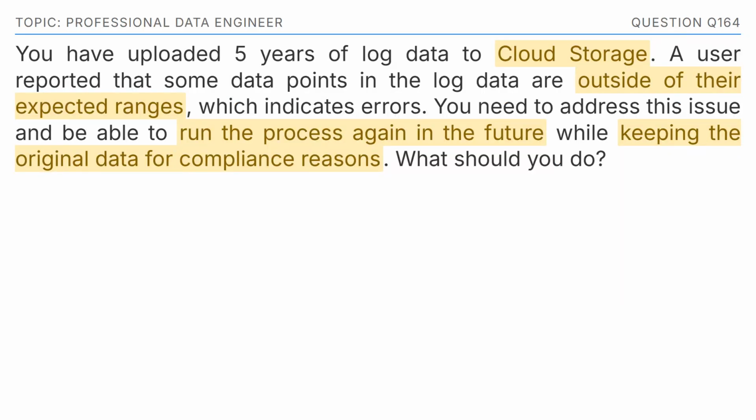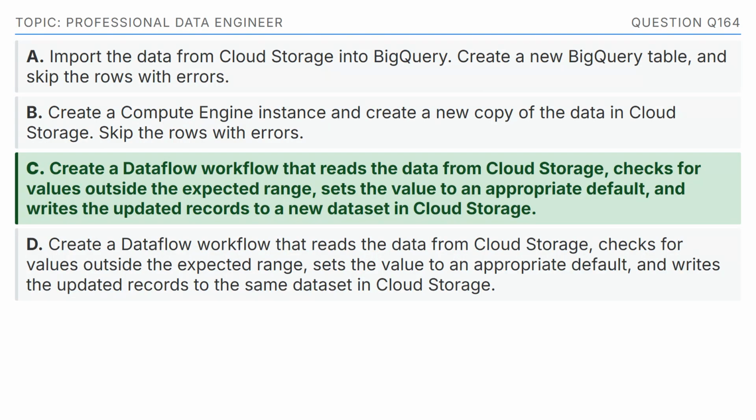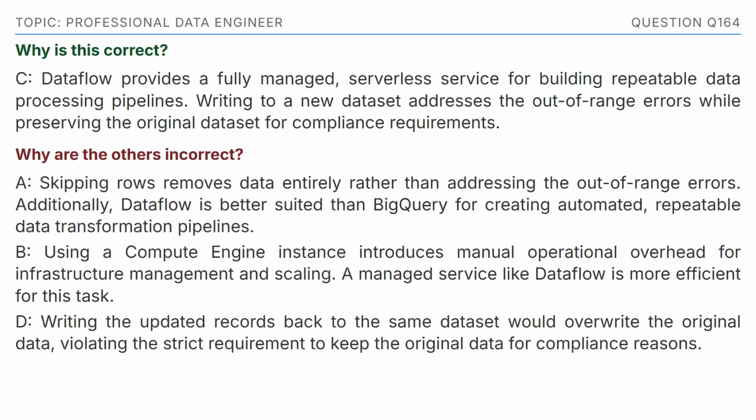To arrive at the correct answer, we focus on the keywords: cloud storage, outside of their expected ranges, run the process again in the future, keeping the original data for compliance reasons. The correct answer is option C, create a Dataflow workflow that reads the data from cloud storage, checks for values outside the expected range, sets the value to an appropriate default, and writes the updated records to a new dataset in cloud storage. Why is this correct? C. Dataflow provides a fully managed, serverless service for building repeatable data processing pipelines. Writing to a new dataset addresses the out-of-range errors while preserving the original dataset for compliance requirements.